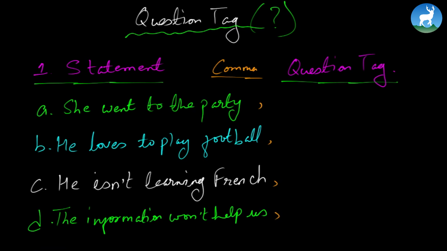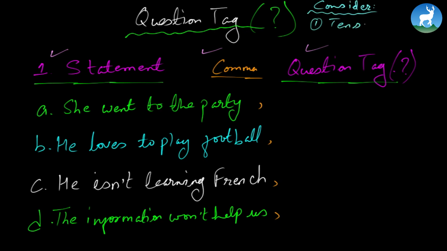So far we've understood that in question tag, there are three parts to be considered. First, there's a statement, and then we have a comma, and then we have a question tag. And the main rule applies here now. How do we put a question tag? What are the rules to put a question tag? Now look at this. There are a few things to consider.